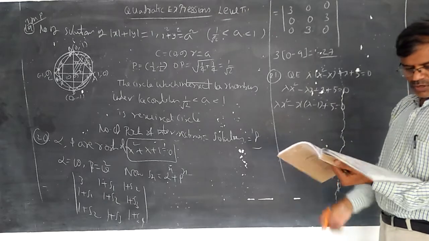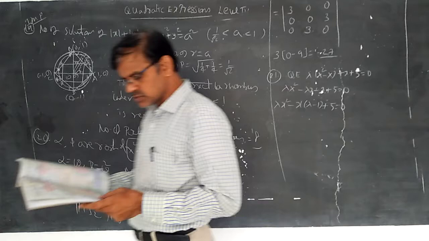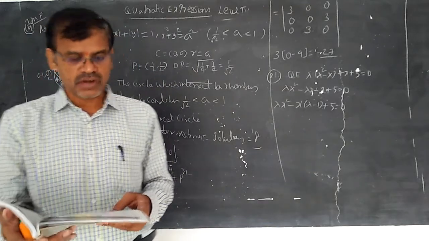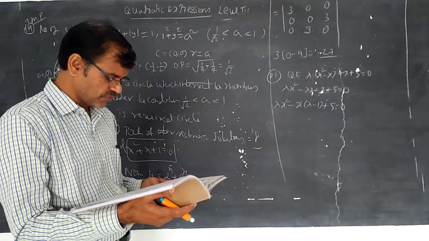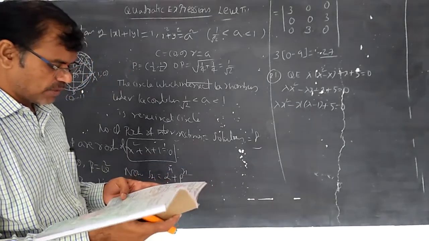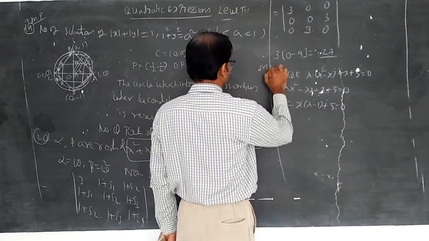Now alpha, beta are roots of this one, and lambda 1, lambda 2 are the two values of lambda for which the roots alpha, beta are connected by the relation alpha by beta plus beta by alpha is equal to 4 by 5. Then find the value of lambda 1 by lambda 2 plus lambda 2 by lambda 1. Okay, it is a mains question. Very good question.